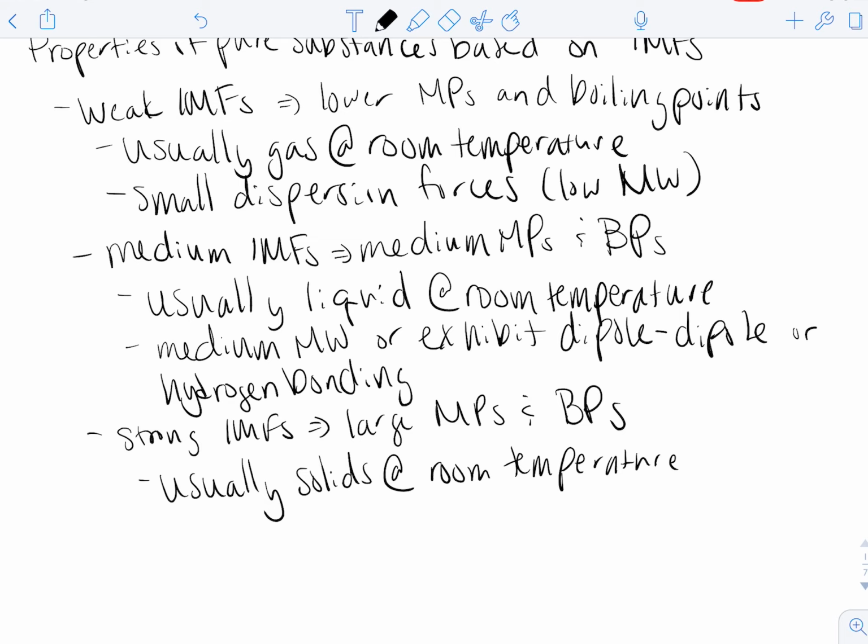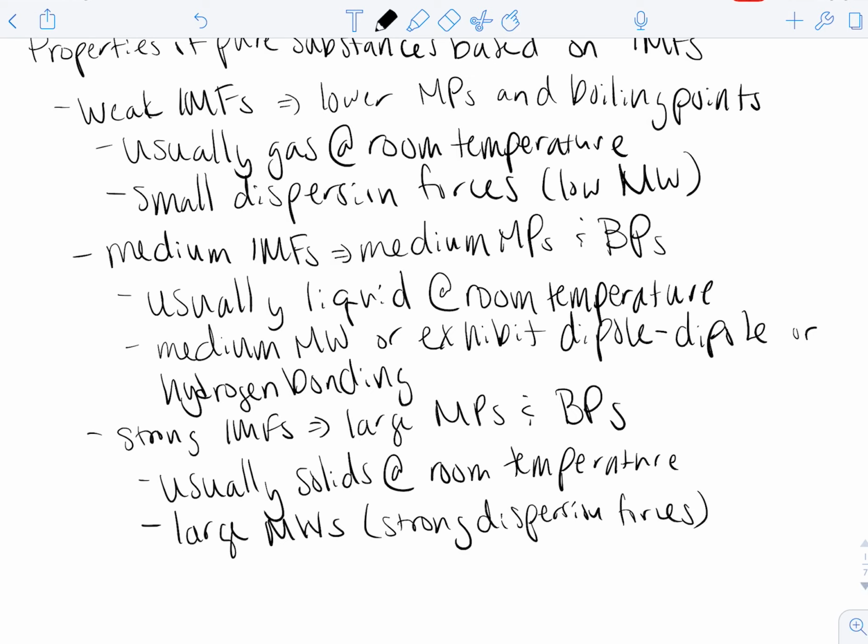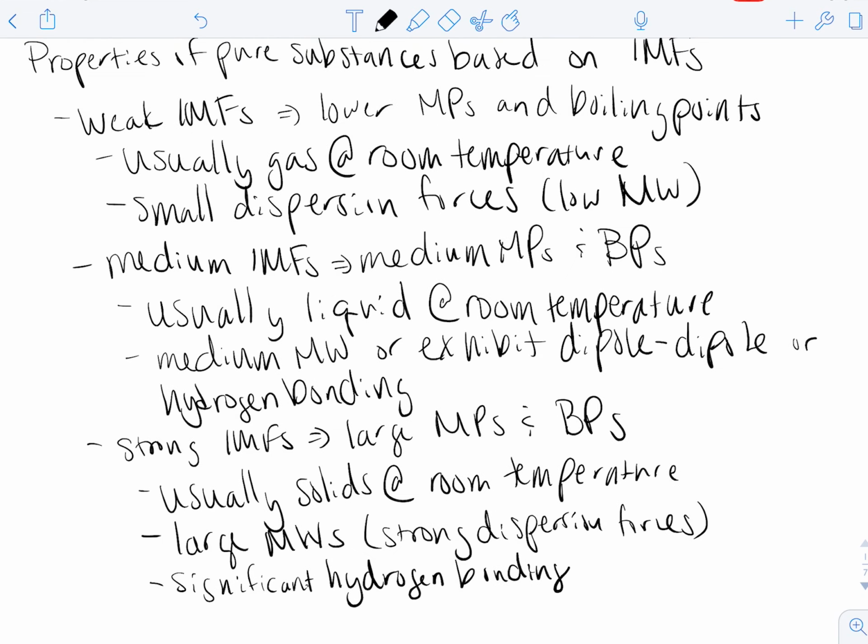For these to be solids at room temperature, we generally have to have very large molecular weights, so we have strong dispersion forces, or significant hydrogen bonding. So we have to have several hydrogen bond acceptors and donors within the molecule. Okay, so just in general, looking at intermolecular forces, we can guess what state of matter we're going to be in.